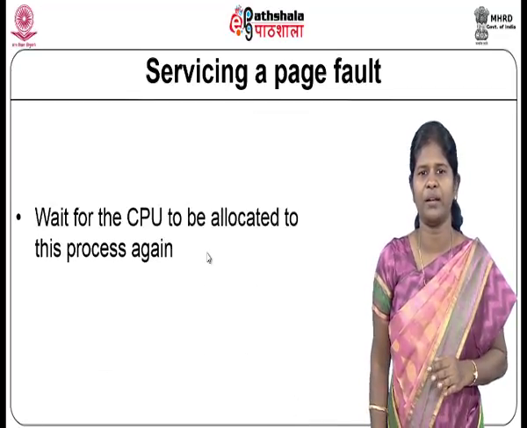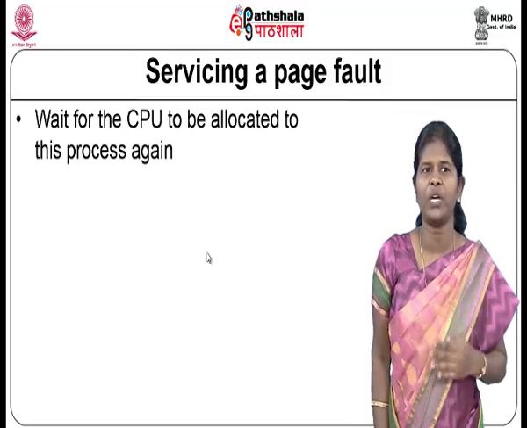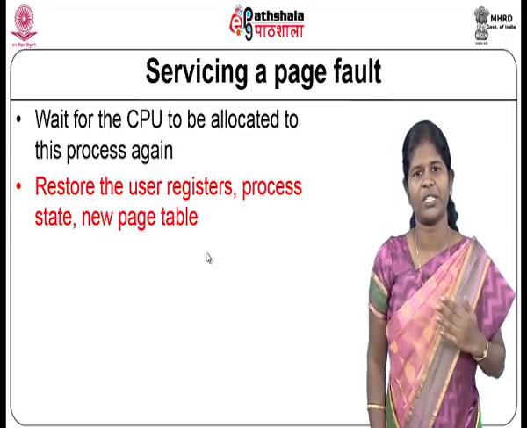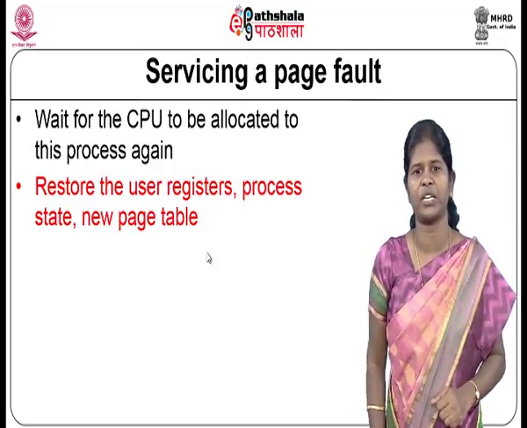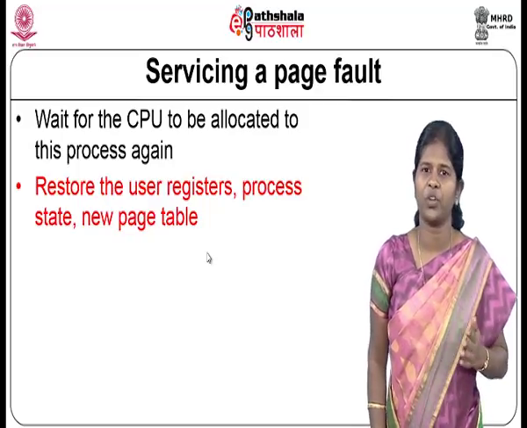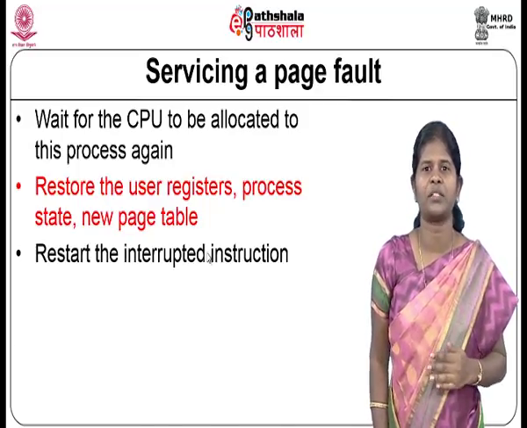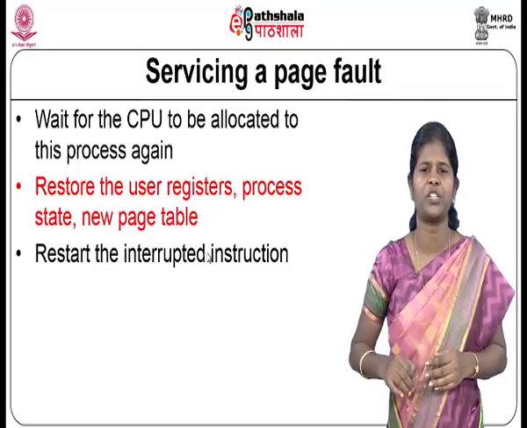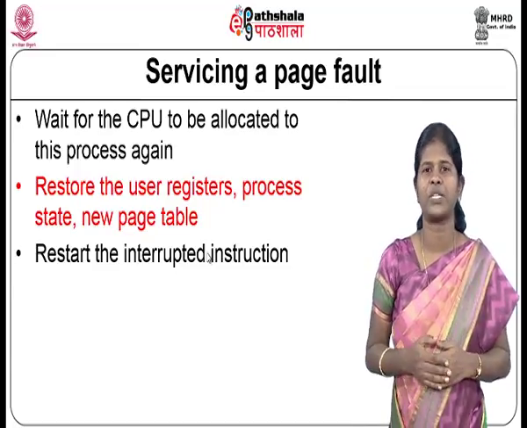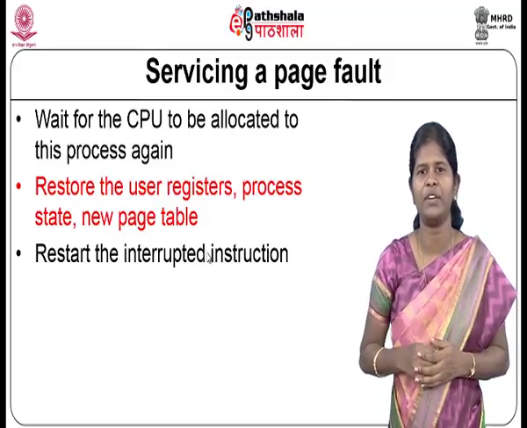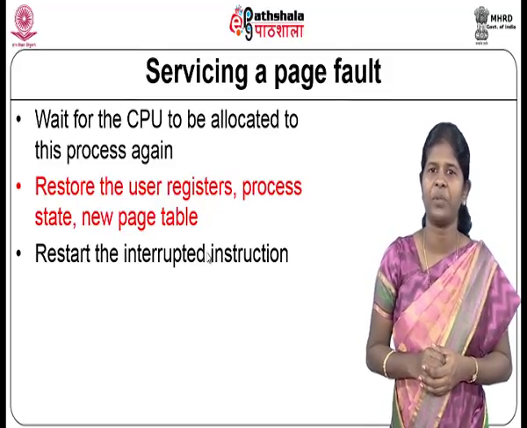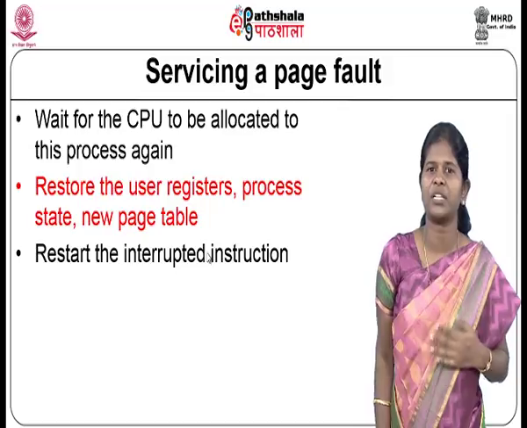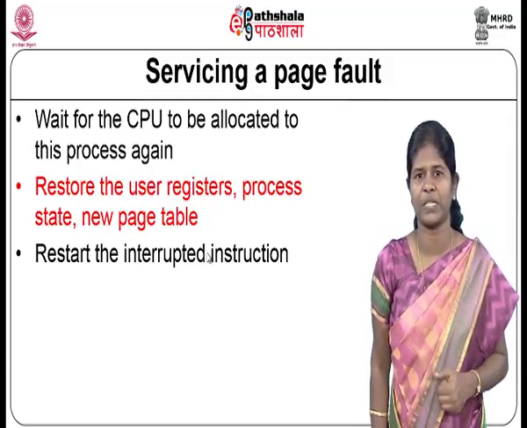And once all this is done, this process will be put into the ready queue, and it will wait for the CPU to be allocated again. After the CPU is allocated, you need to restore the user registers and the process state, the new page table should be loaded, and then you need to restart the interrupted instruction. So, here you see that whenever a page fault occurs, it takes a long time to service. If the probability of a page fault is very high, then it will affect the effective memory access time.